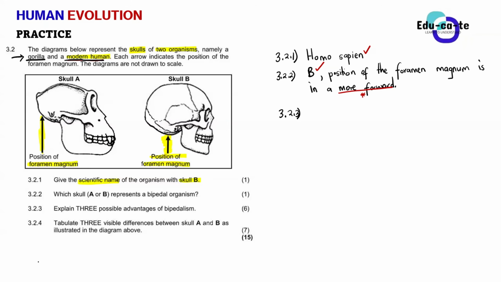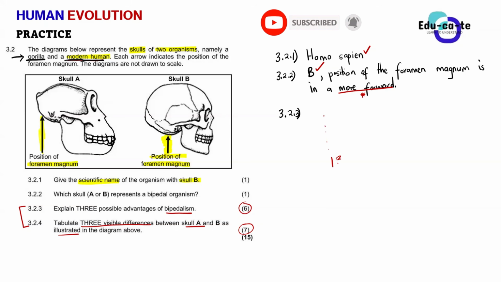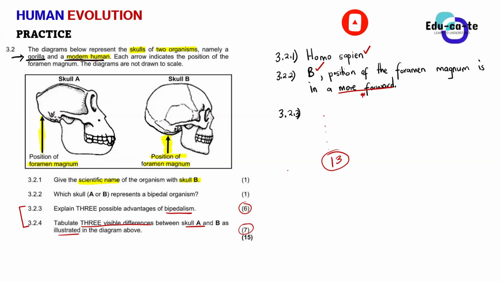So I will give you this as a task, 3.2.3 and 3.2.4. In 3.2.3, you explain three possible advantages of bipedalism for 6 marks. You will write those for me. And in 3.2.4, you tabulate three visible differences between skull A and skull B, illustrated. You need to give visible differences, and that's going to be your 18 marks. You complete the 18 marks on your own, do the activity, and hand it in by tomorrow.